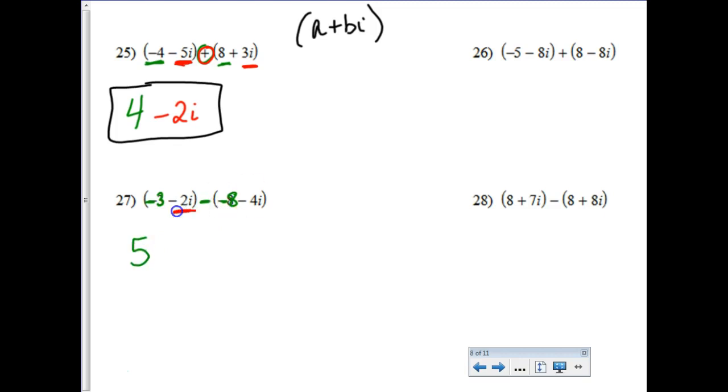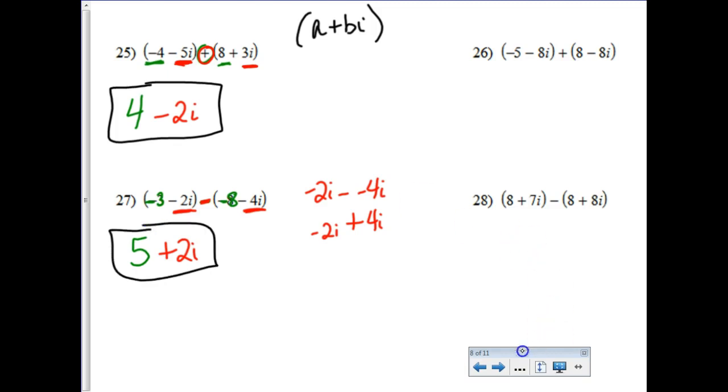All right, and then we have a negative 2i, but remember you're subtracting negative 4i. So negative 2i minus a negative 4i, this becomes a plus, right? So this is negative 2i plus 4i, which is positive 2i. So don't stop until your answer is in what we call a plus bi form.